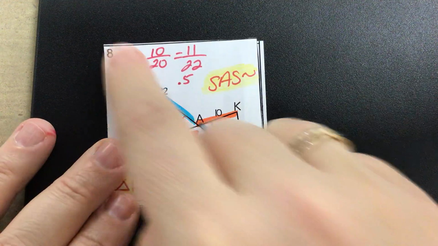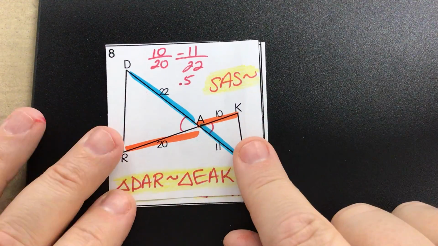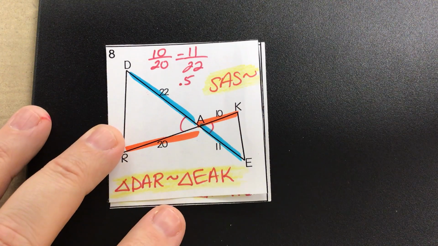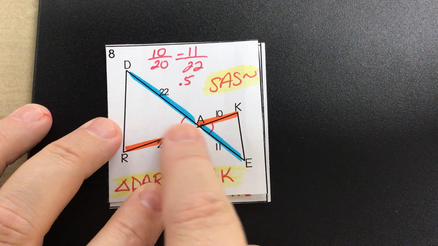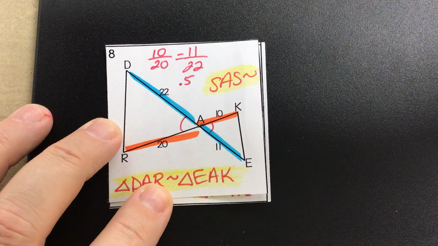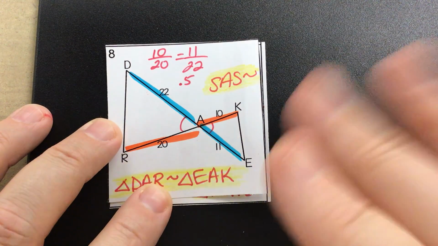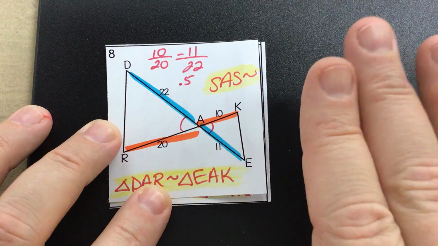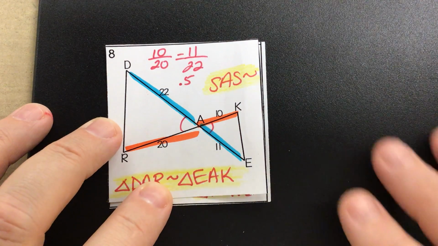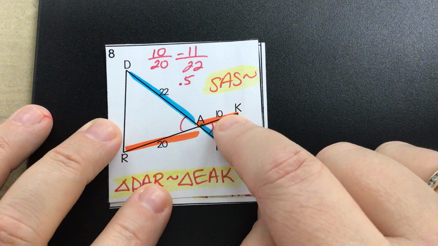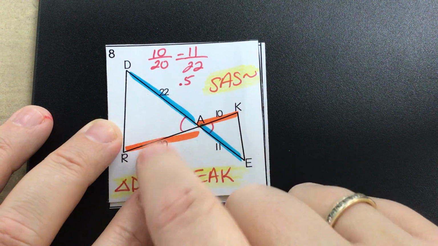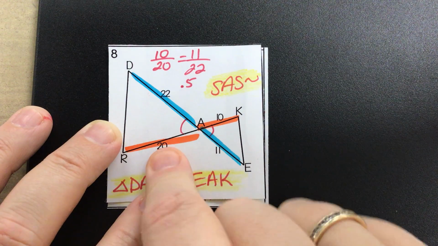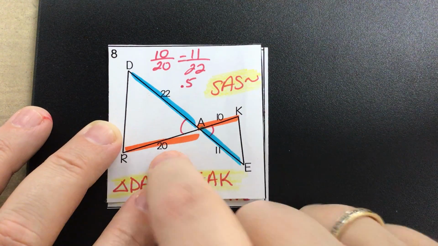The next one I have is card number 8. When we did proofs, remember, you always know vertical angles are congruent. See the X here in the picture. So these two angles are congruent. Next, I'm going to match up the sides. You always want to match up the shortest with the shortest and the longer with the longer. So out of these two sides, 10 and 11, which one's the shorter one? Hopefully you say 10. And out of these two sides, which one's the shorter one? 20. So I'm going to match up 10 with 20.